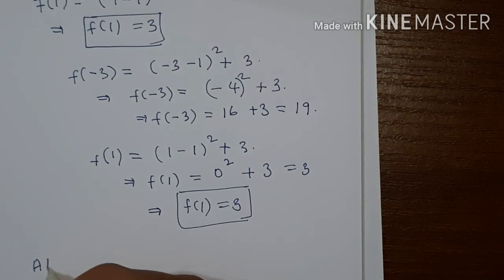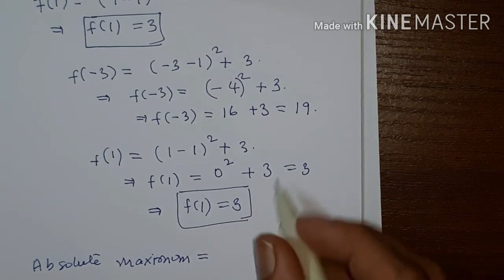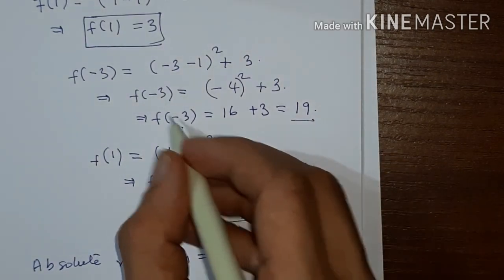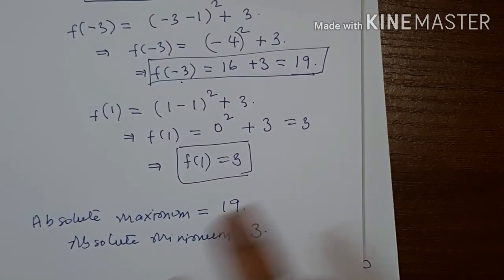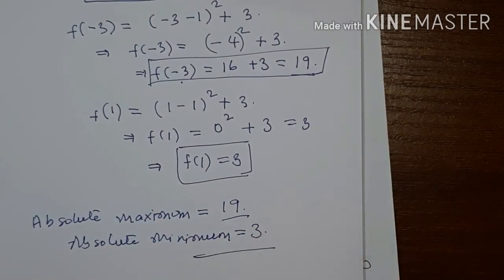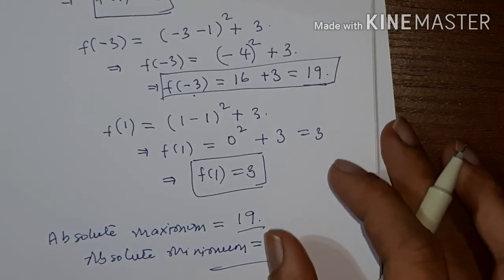So what is the absolute maximum? Absolute maximum is 19. Okay, so absolute maximum is 19, and absolute minimum is 3. Okay, absolute maximum is 19, absolute minimum is 3. So that was the 4th problem of the 5th.